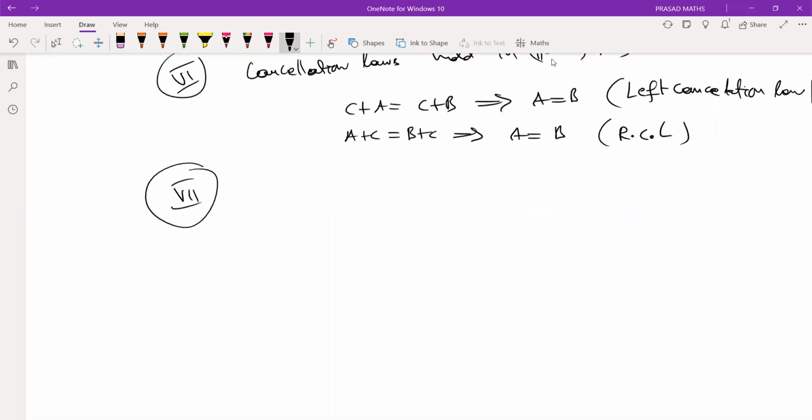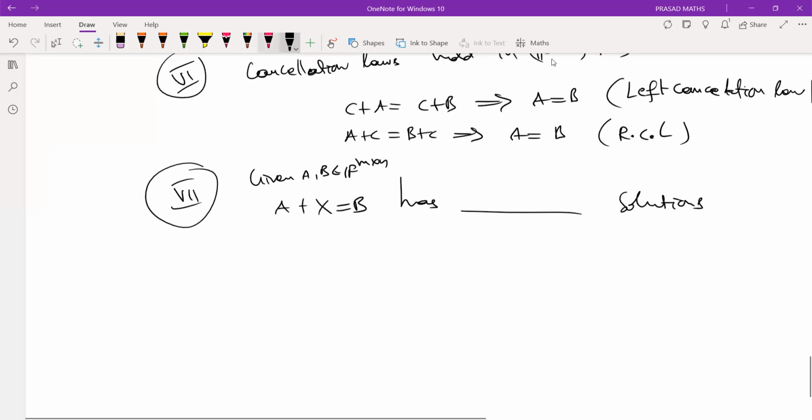Suppose you are given an equation. You are given matrices A and B, which are matrices of order m by n. The question is, if you take this equation, how many solutions does it have? How many solutions? Anybody? Unique solution, because you're in a group.